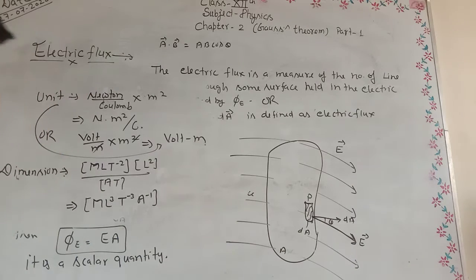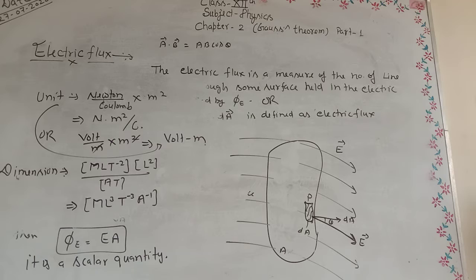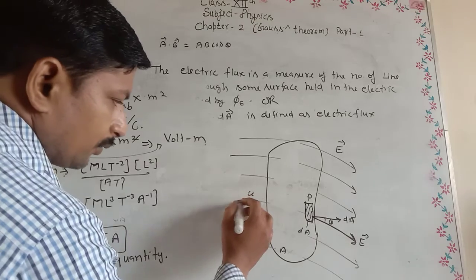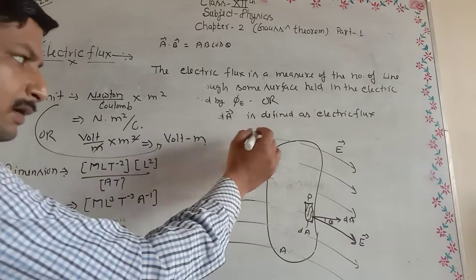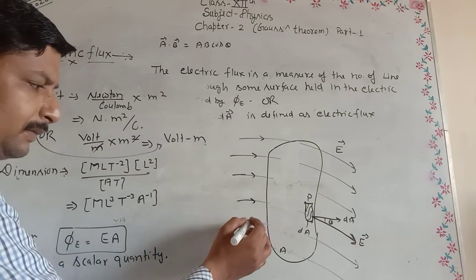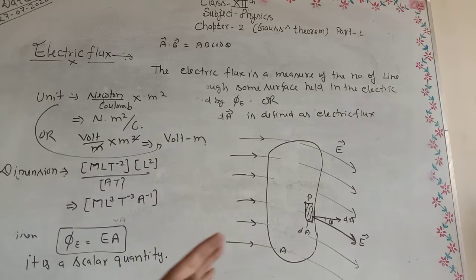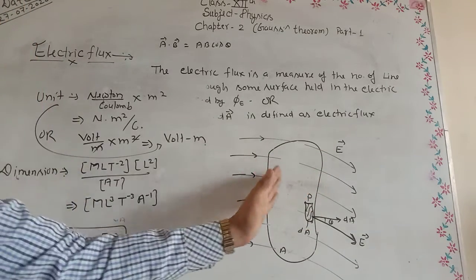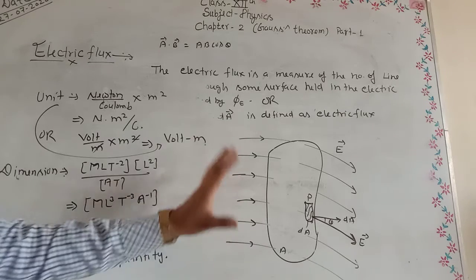Dear student, one point to be noted: when the line of force enter the surface, then the electric flux will be negative. कहने का मतलब ये है, जब लाइन ऑफ फोर्स सरफेस में एंटर करती हैं, then the electric flux will be negative, and when the line of force pass through the surface, then the electric flux is positive. Remember this point.